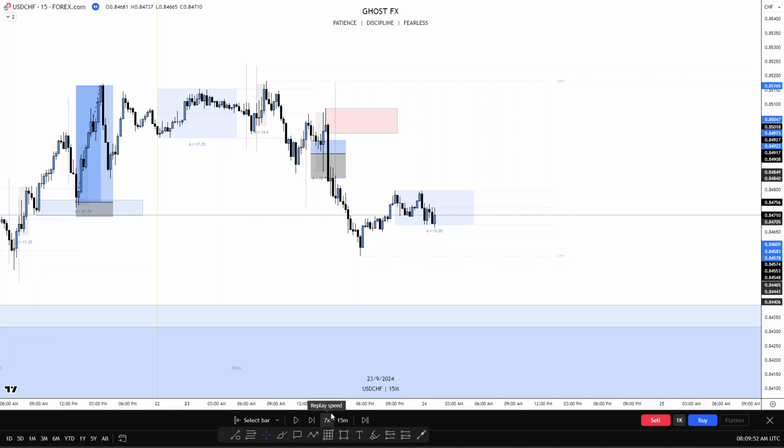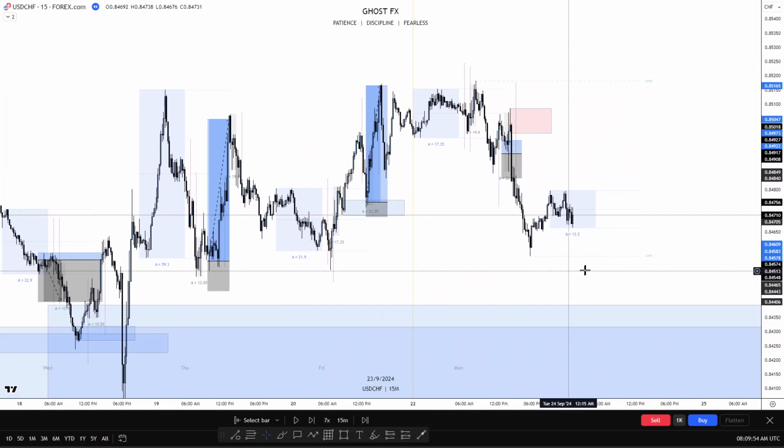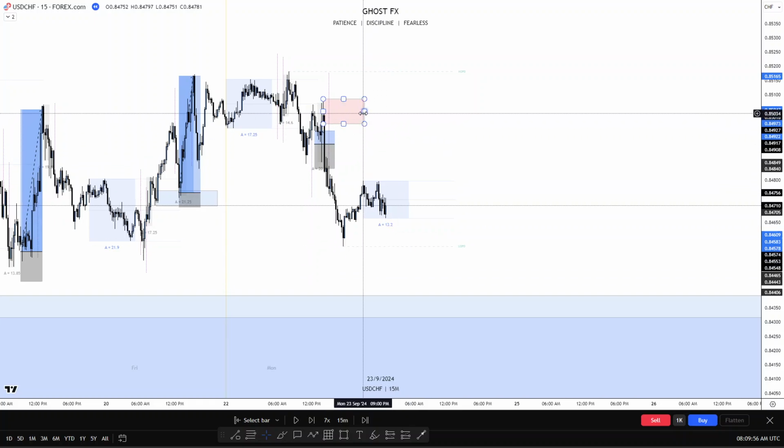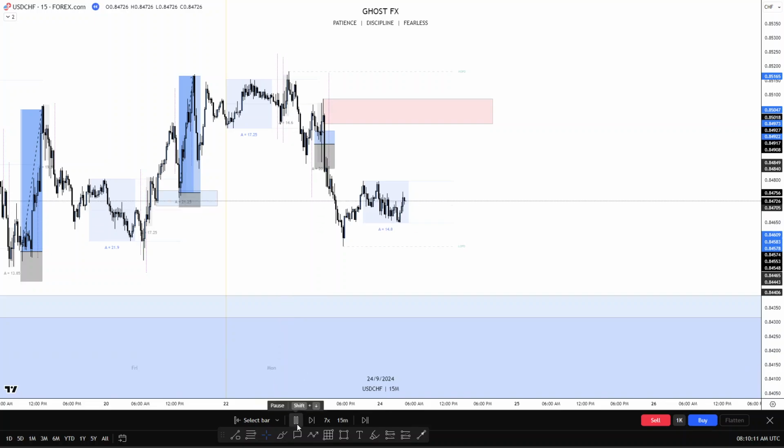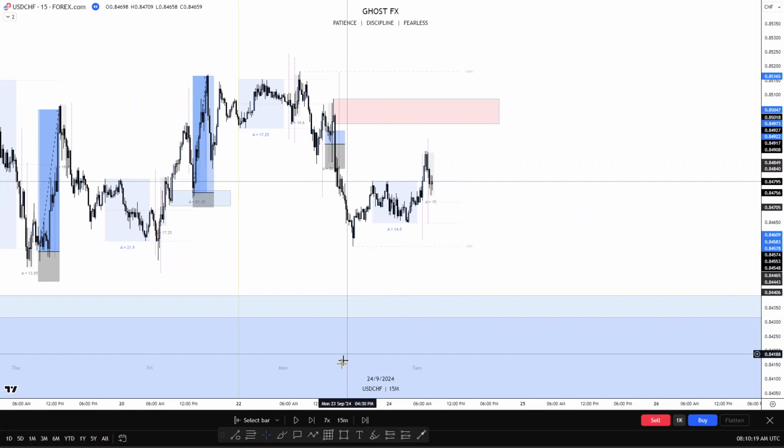Now we are bearish. If we get an inducement to Asian highs, I'll take it to demand. If I get inducement of Asian low, I'll take it to supply. So let's see. Fair enough. We had inducement to Asian high, so we can sell to our demand. Wait for internal break of structure here.